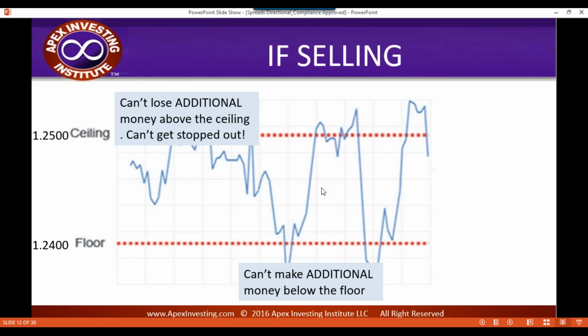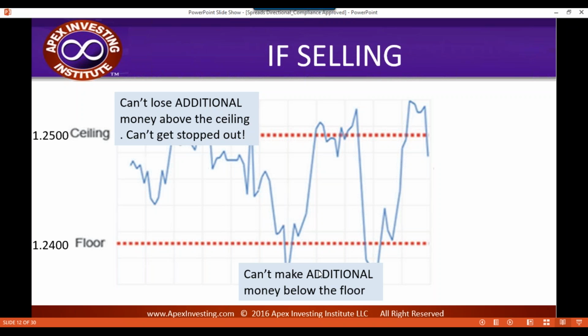If we sell, we're saying the market's going down. If we're wrong and the market goes up, we do not lose money past the ceiling here. So let's say we're wrong and the market shoots up 200 pips. Well, it doesn't matter how far it shoots up beyond the ceiling of the spread, because our risk is capped at the ceiling of the spread. So we can't lose additional money above the ceiling. We also don't get stopped out, meaning just because the market comes up and hits the ceiling of a spread, it does not automatically close out our trade. We're still in that trade until we decide to exit the trade or until expiration.